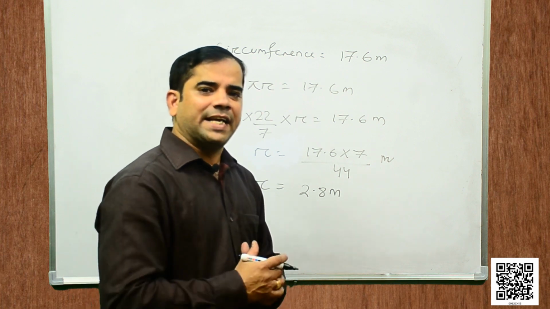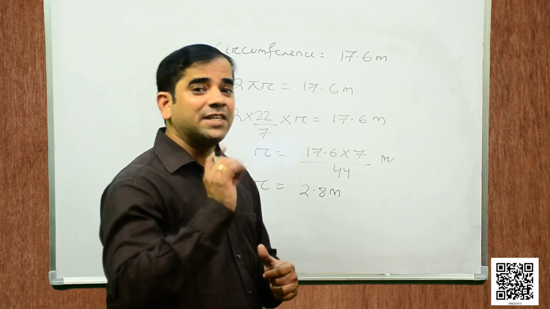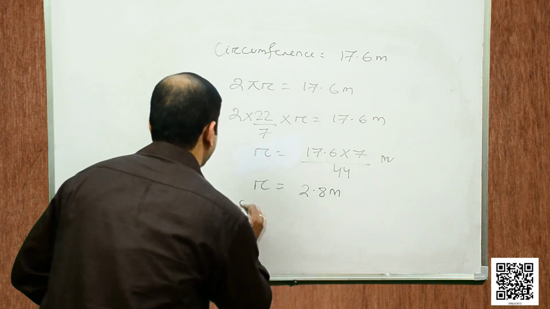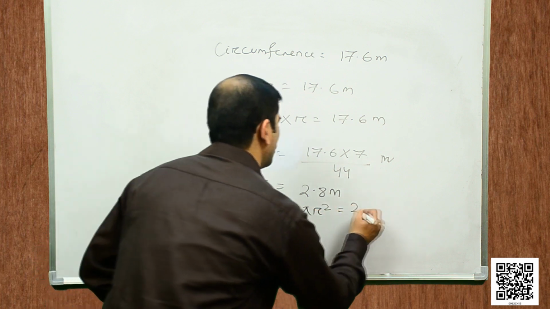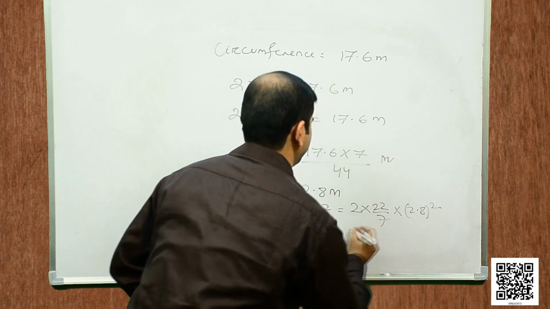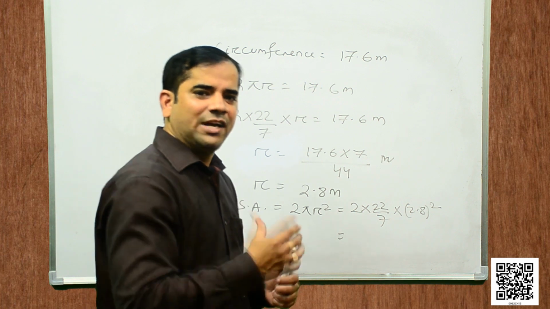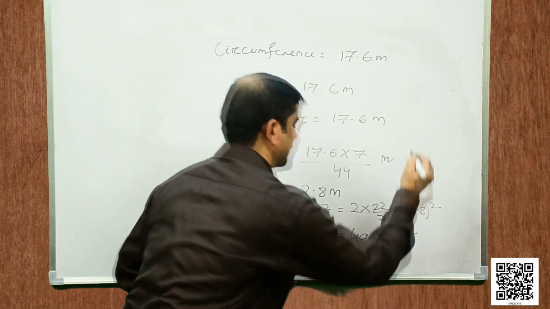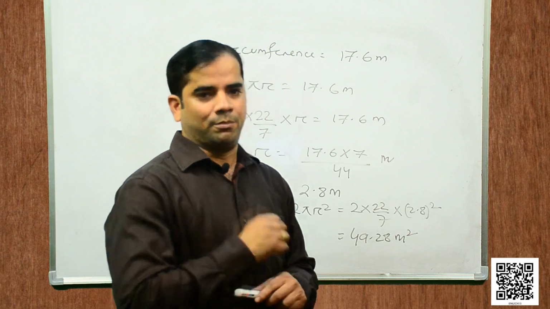Now, the curved surface area of the dome is 2 pi r square because it is hemisphere. So, curved surface area is equal to 2 pi r square, that is 2 into 22 by 7 into 2.8 square. When we calculate, we will find the value 49.28 meter square. So, this is the curved surface area of the dome.